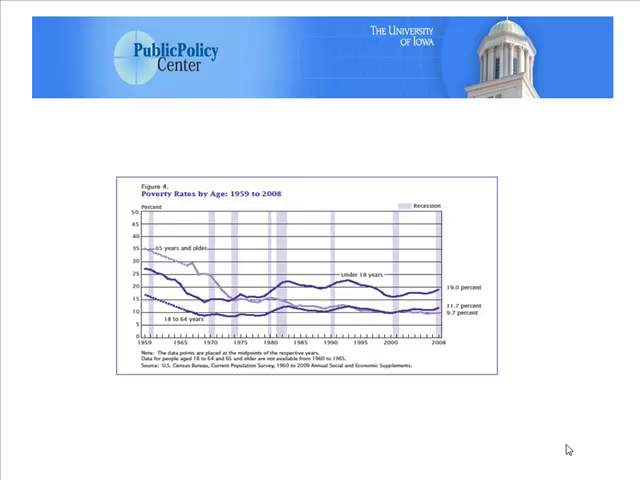So we actually made a conscious policy choice, whether we realized it or not, to change the composition of who was poor by neglect of children and paying relative attention to the elderly.